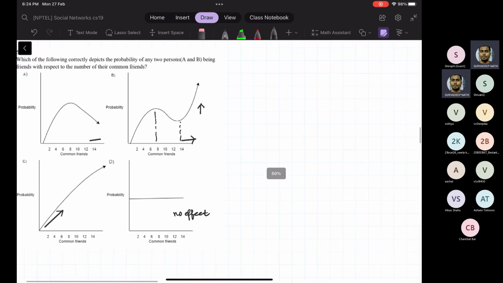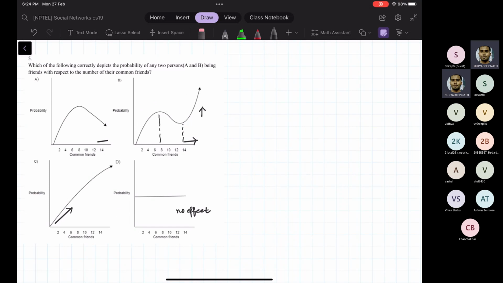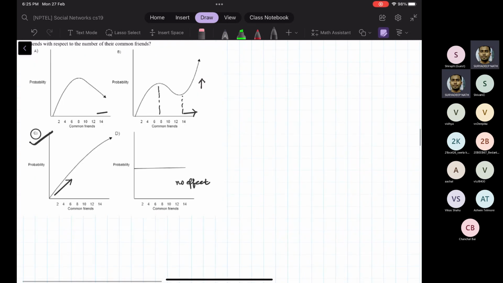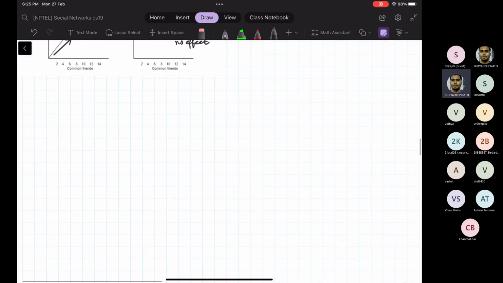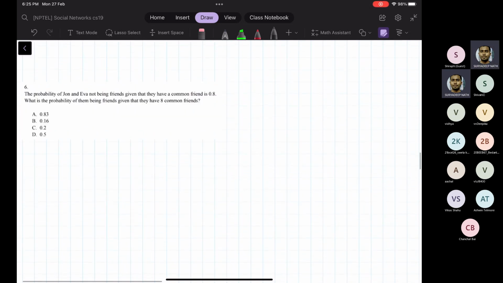It has been seen from data analysis across real-world networks that the right option is C. It is also intuitive that the more common friends you have, the more likely you are to become friends. So option C is the right answer, as has been observed from data. Okay, this was question 5. Let us move on to question 6.